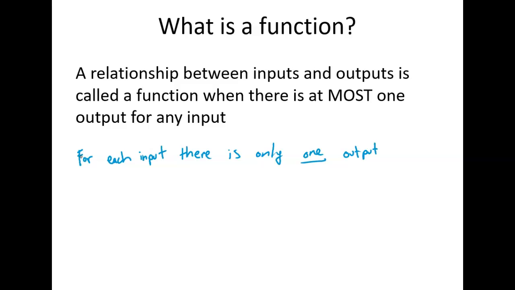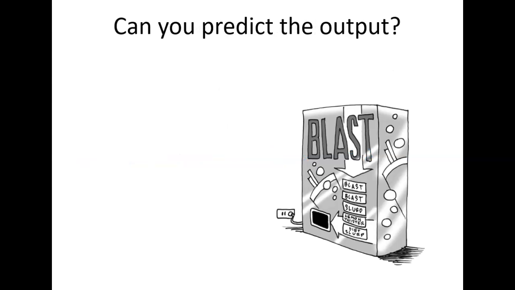Okay, so let me show you an example of what I mean by that. So let's take a look at, can you predict the output? And if you can, it's a function. So you don't need to copy anything down. I just want you to pay attention. So this is the question that I want you to ask yourself. Can you predict the output? If you can, you say yes, then we get to say that something is a function. If you cannot predict the output, then we get to say not a function.